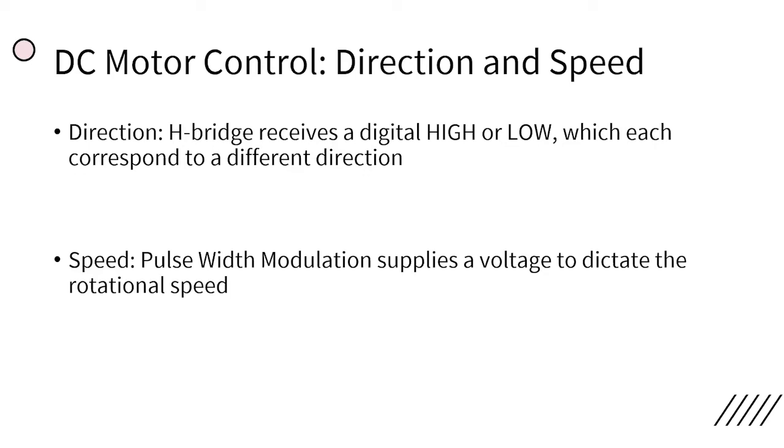Alternatively, if you aren't using a driver, you just need to flip the voltage. So if you supply a voltage one way, and that's counterclockwise, if you flip the direction of that voltage, it will turn clockwise. Then the other important component here is going to be speed. In the case of DC motors, we typically use what's known as pulse width modulation to supply a voltage that's going to decide on that rotational speed.